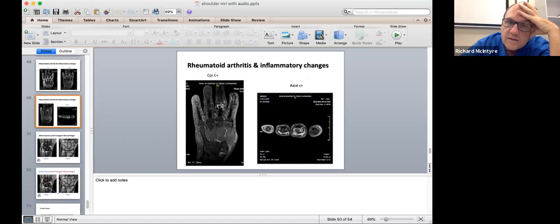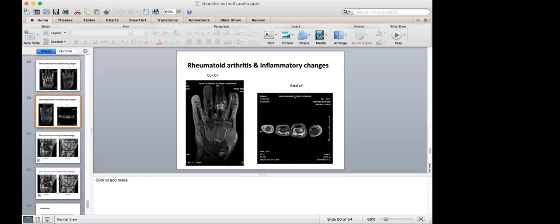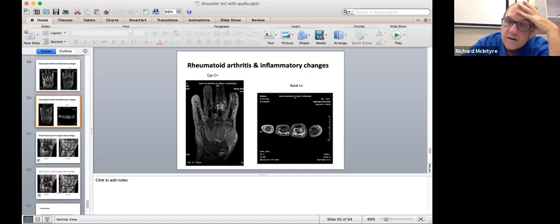We do contrast, and we see the enhancement in active inflammatory changes. Okay, because active inflammatory changes, or most inflammatory changes, will have an increased blood supply. We've tagged the blood with contrast, so if we see an increased blood supply, then we know it's contrast.